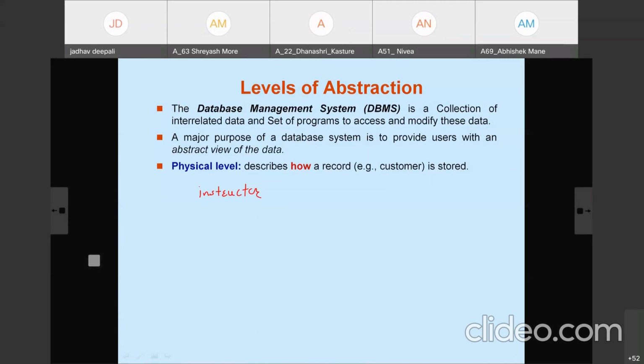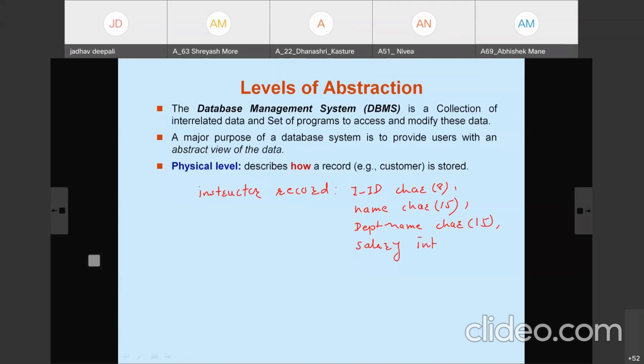Suppose an instructor record has 4 characteristics or 4 attributes. The ID of the instructor is a character of size 8 characters maximum. Then the name of the instructor is a character, suppose 15. Then the department name of the instructor is a character 15. Then salary, which is either float or integer.